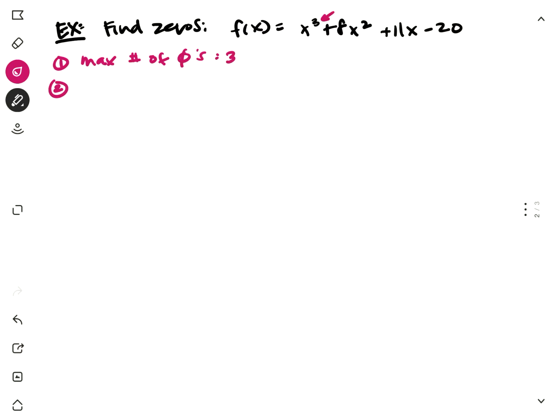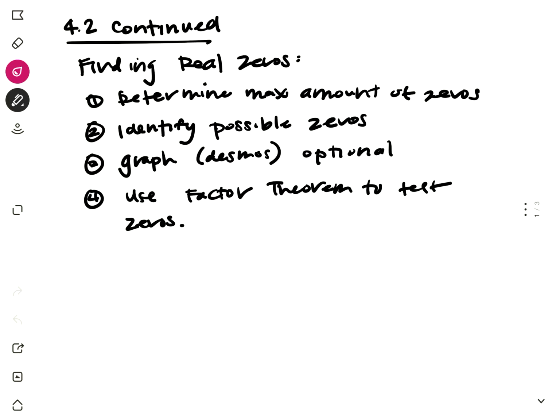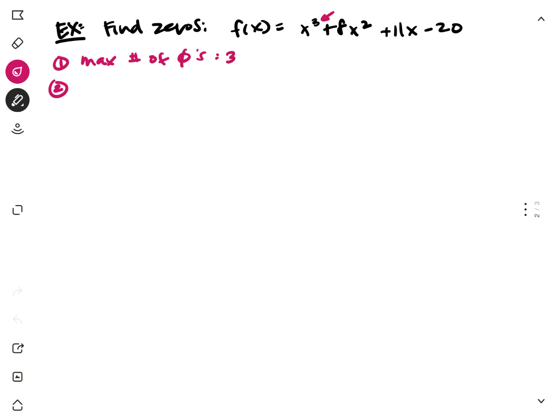Step 2, if we go back here to check, identify possible zeros. Okay, so remember to do that, we're going to find all the factors of the last and the first. So the last one is 20. So let's write all the factors of 20. So we have positive, negative 1, 2, 4, 5, 10, 20. Now the first part is actually pretty nice because our first term is 1.